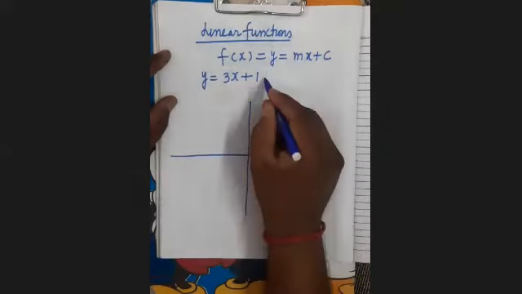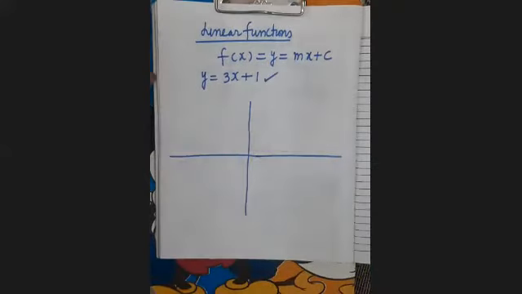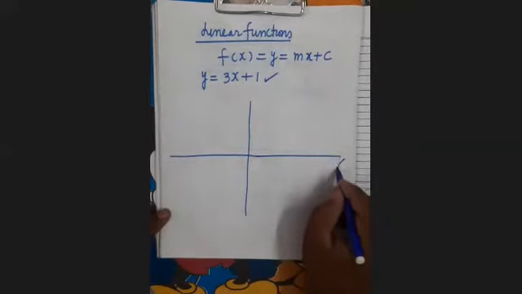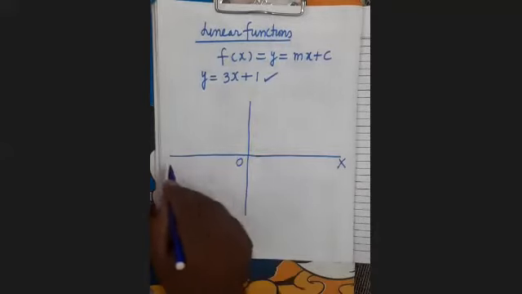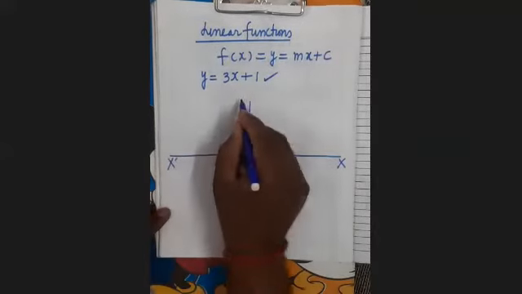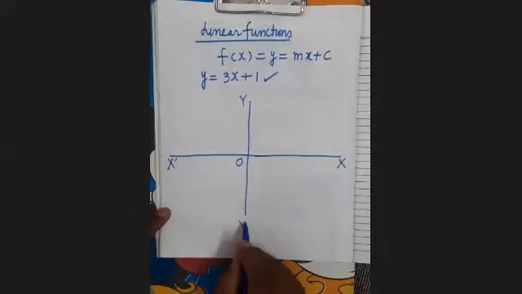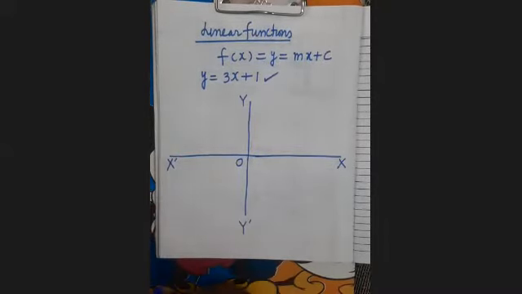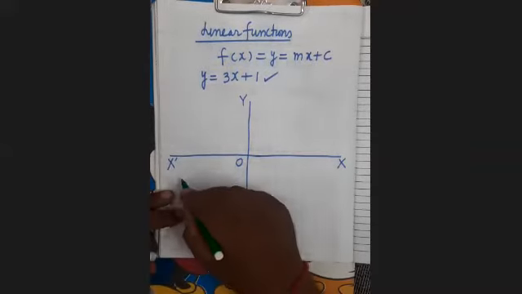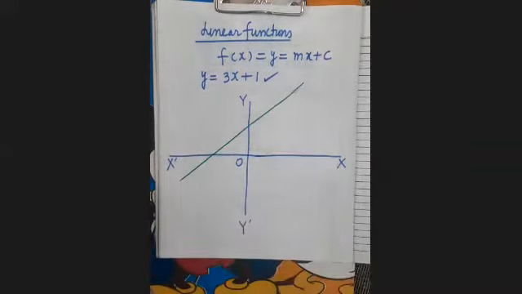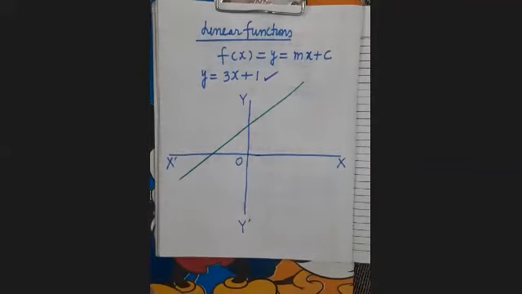ये किसकी इक्वेशन है? Sir, it is a straight line equation. It is the equation of a straight line. It's clear? If you draw the graph, the graph will be a straight line. It may be like this. Graph will be a straight line.